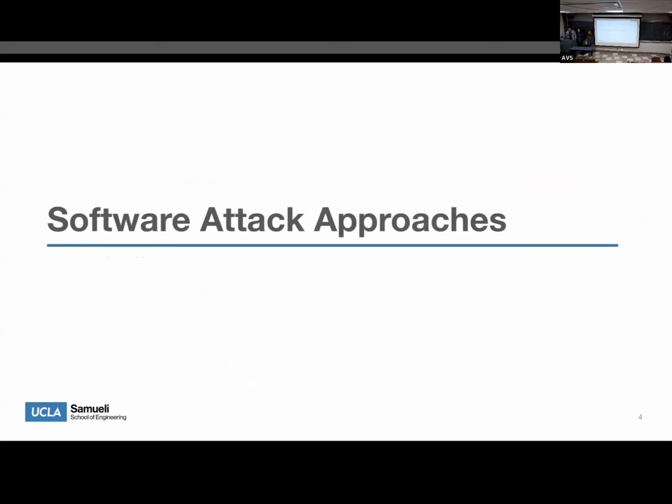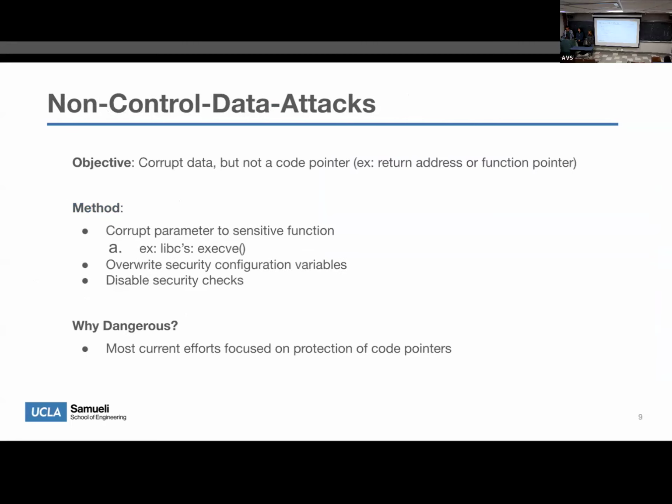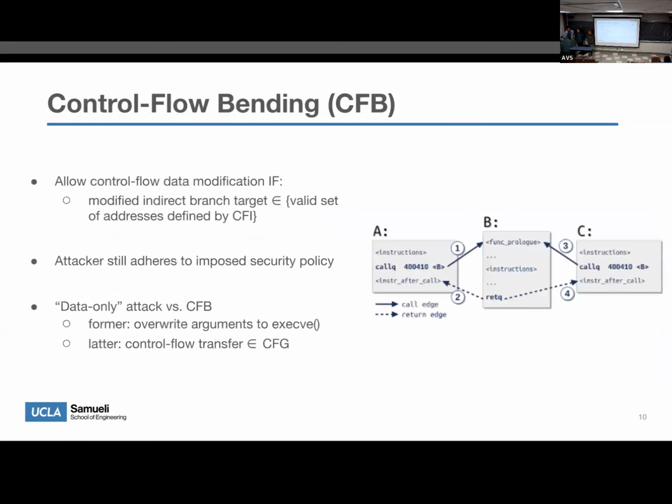And I'll be talking about the software attack approaches. First, the most common attack vector is the exploitation of memory corruption within programs written in memory unsafe languages. I'll be skipping directly to discussing non-control data attacks. This is where the attacker corrupts data, but not a code pointer, code pointers being things like return addresses or function pointers. The methodology here is to corrupt a parameter to a sensitive function like libc's execv, or to override security configuration variables or disable security checks. And this is dangerous because most current efforts are focused on the protection of code pointers themselves.